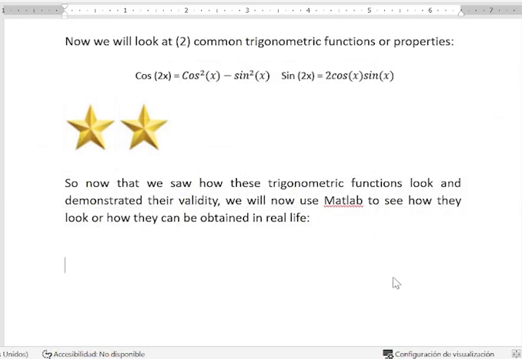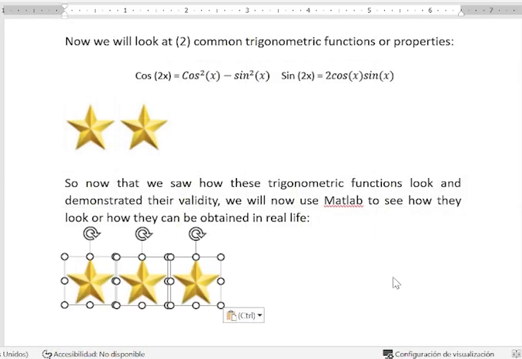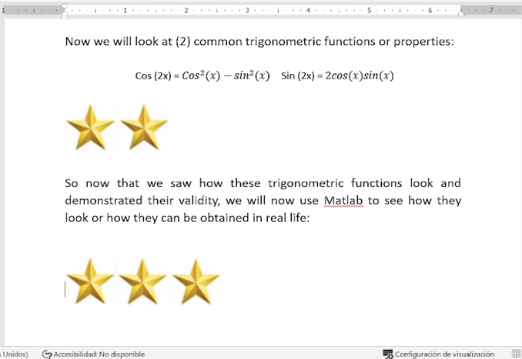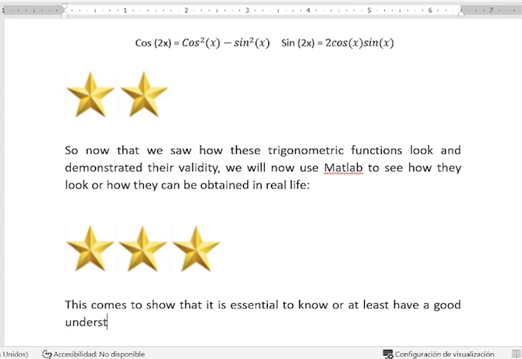So if you saw the MATLAB demonstration, you get 3 gold stars. And so this comes to show that it is essential to know, or at least have a good understanding of common trigonometric functions, since these will be used in real life.